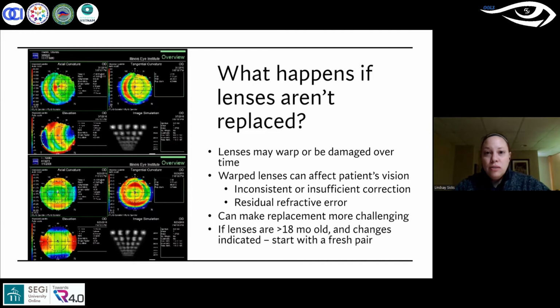So the question comes up, what do you do with a patient who comes back 2 years or 3 years later wearing the same lenses that you prescribed 3 years ago? And when I talk to lens consultants, they always recommend just starting with a fresh pair of the same parameter lenses and letting the patient wear those and see if they have any issues with that.